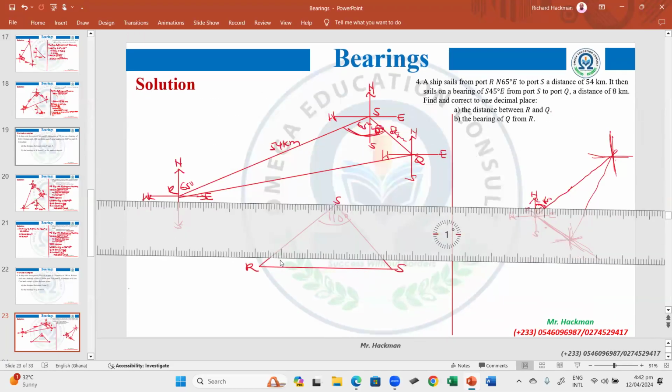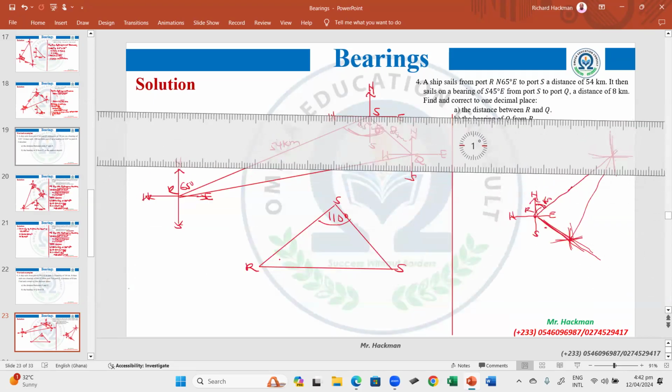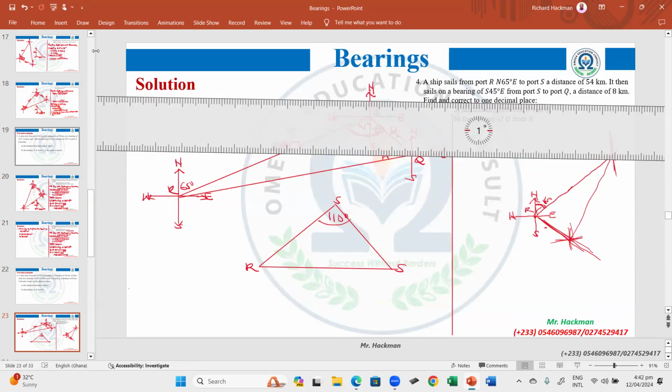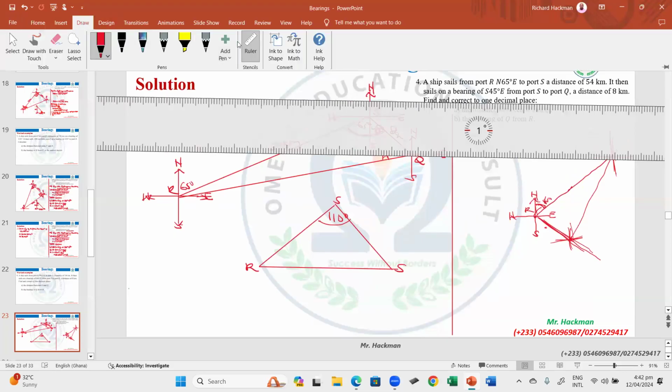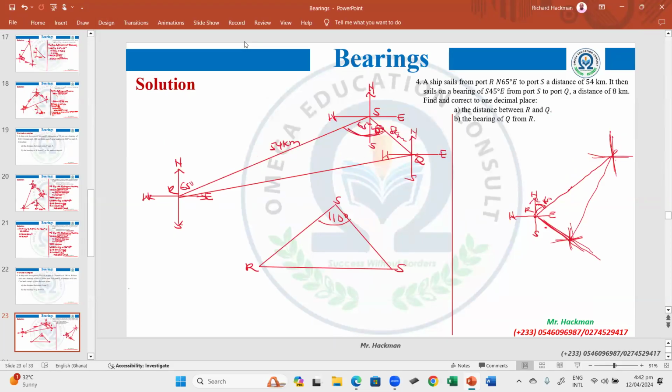Okay, so let's look at any side that is known. I think now I don't need the straight edge again, so let me use the ruler. Mr. Hartman, yes, please, you label two corners. So this will be Q. Yes, the two vertices. All right, so now this will be 8. SQ is 8 km. Then what else? SR is what? 54 km.